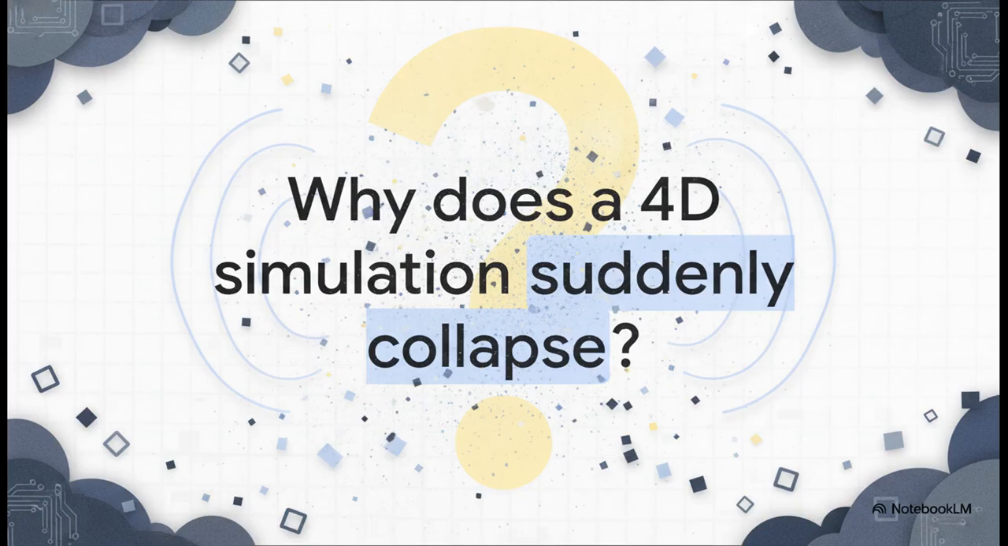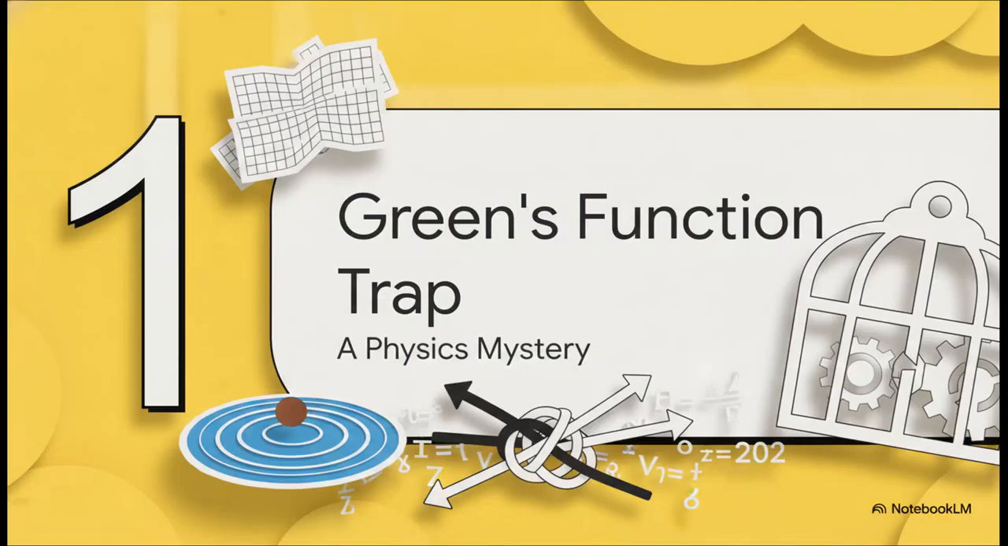Picture this. You're a researcher building a simulation of space-time totally from scratch. You sprinkle points of space-time into a digital void, and you expect to see a nice, predictable wave of force, like gravity or electromagnetism, just rippling outward. But instead of a functioning universe, your simulation just collapses. The math is theoretically completely solid, but the code is spitting out absolute silence. So why would a perfectly good model of a 4D universe inexplicably break down? Well, let's find out. Which brings us to Section 1, the Green's function trap.